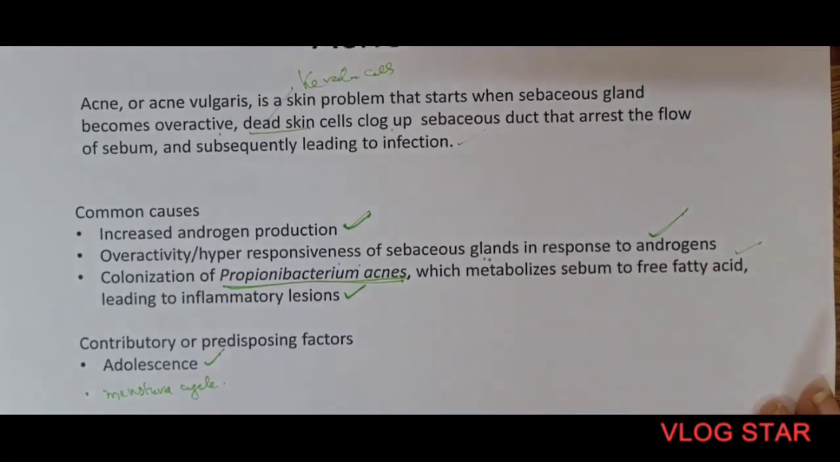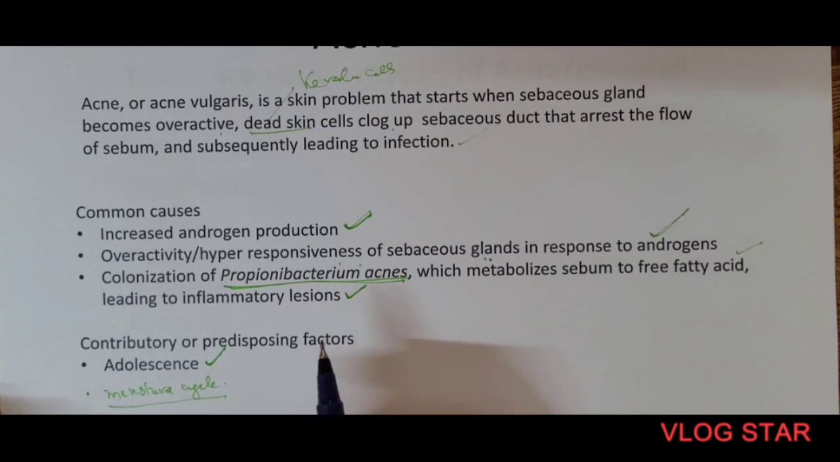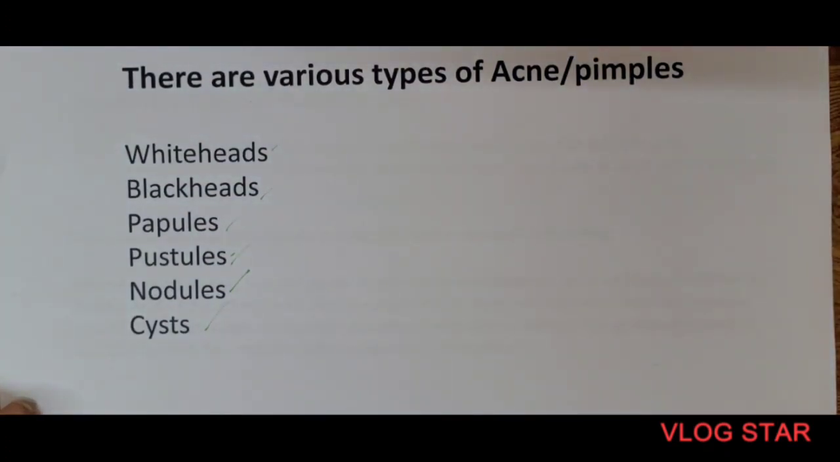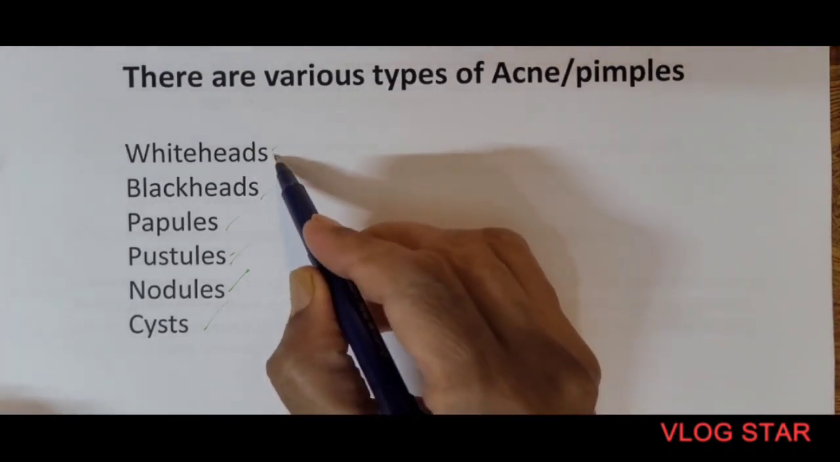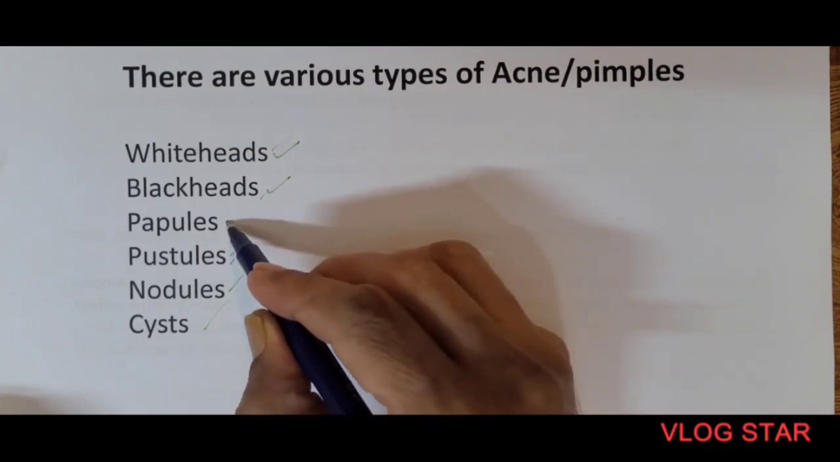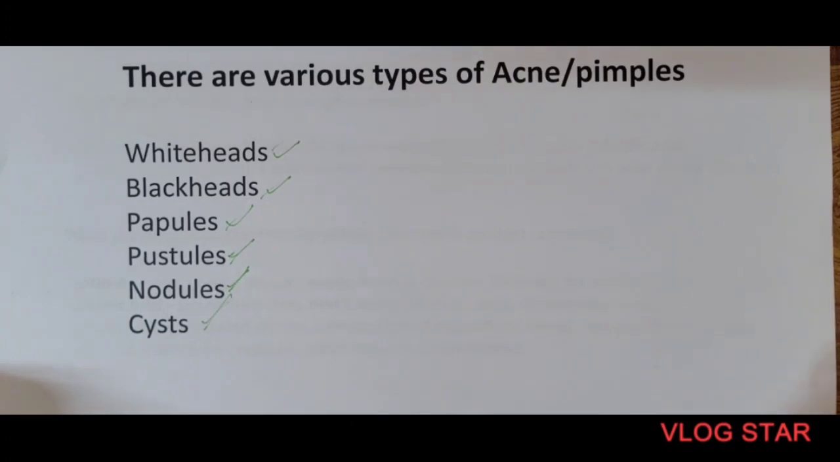Contributory or predisposing factors: adolescence, where hormonal changes happen, and sometimes the menstrual cycle, right? There are changes in hormones, and there is a breakout of acne. There are various types of acne and pimples that I have discussed in part 25, but to summarize, they are called whiteheads, blackheads, papules, pustules, nodules, and cysts. Right? These are various forms of acne.